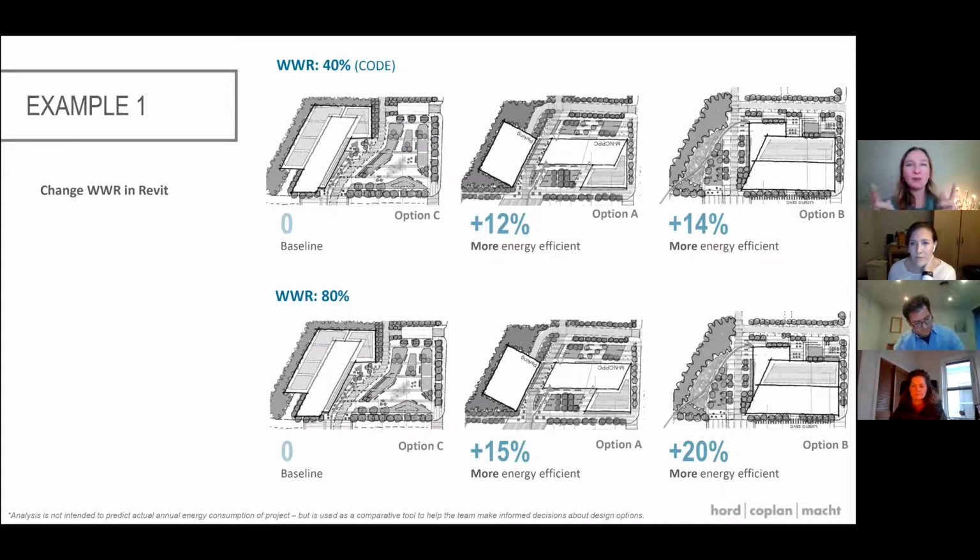Because the only thing we want to find out is, is option C more efficient than option A, just based on orientation and the amount of windows per each. So it is going back to the massing model. And then from there, you just go into the attributes of the model and you change one number.